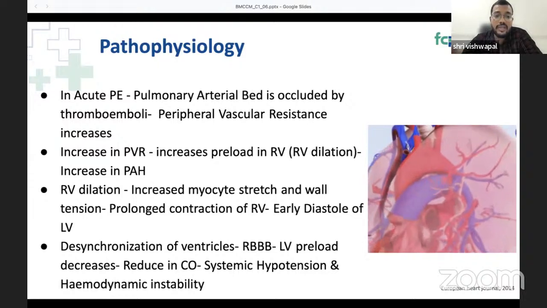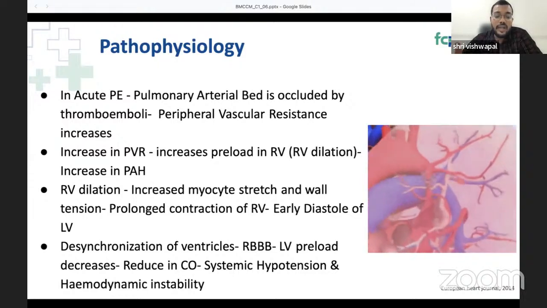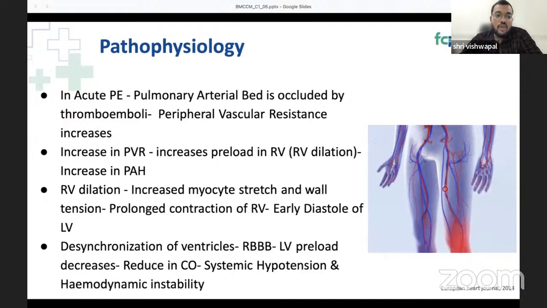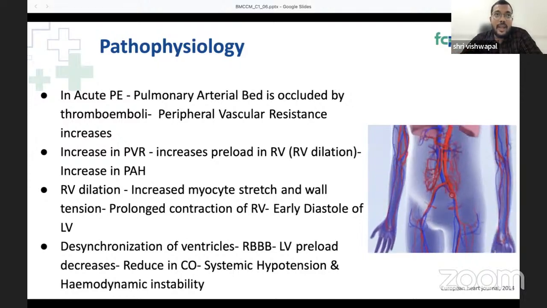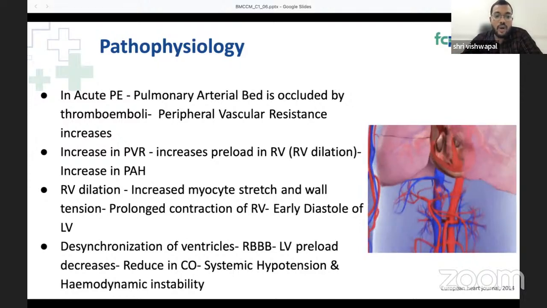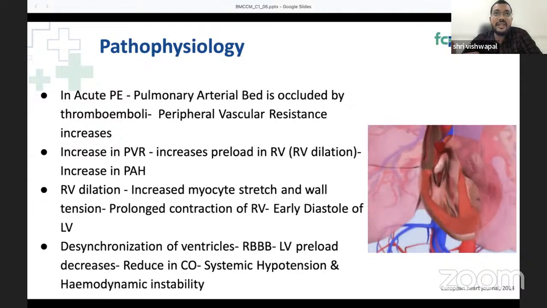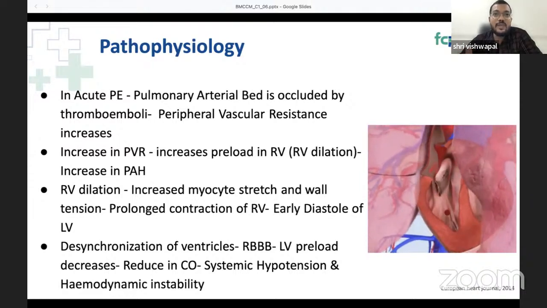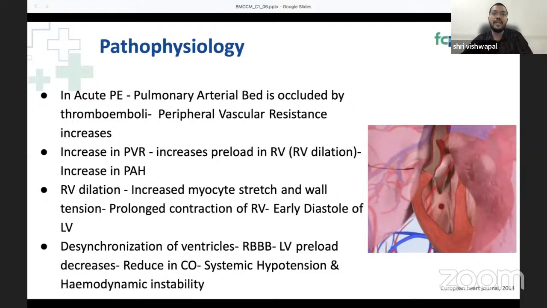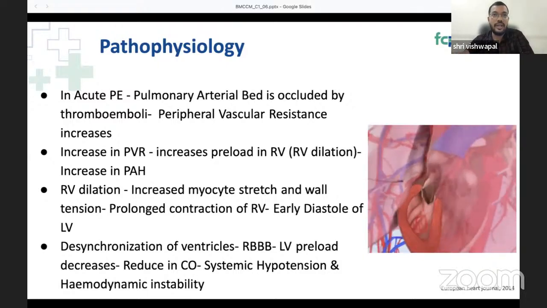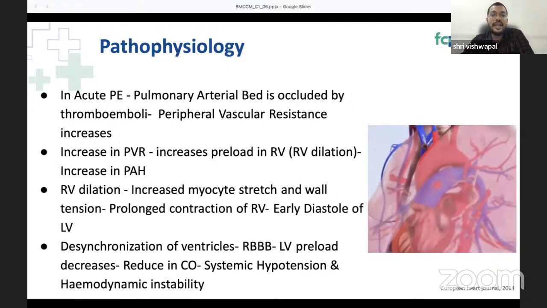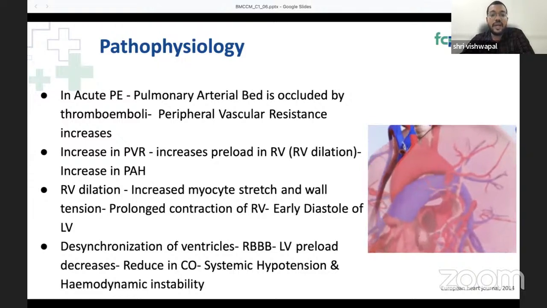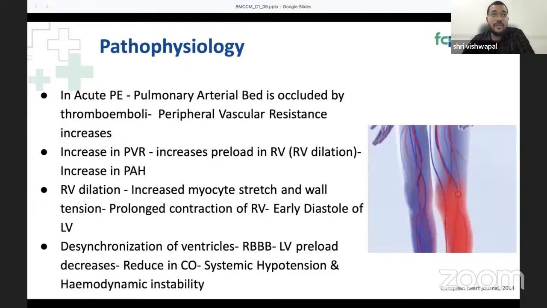When this happens, the right ventricle gets dilated. Once the right ventricle dilates, it increases the myocyte stretch and wall tension. When the right ventricle dilates, it needs space to occupy in your body, right? So what it does is it pushes the neighboring left ventricle. So left ventricle diastole will be short.